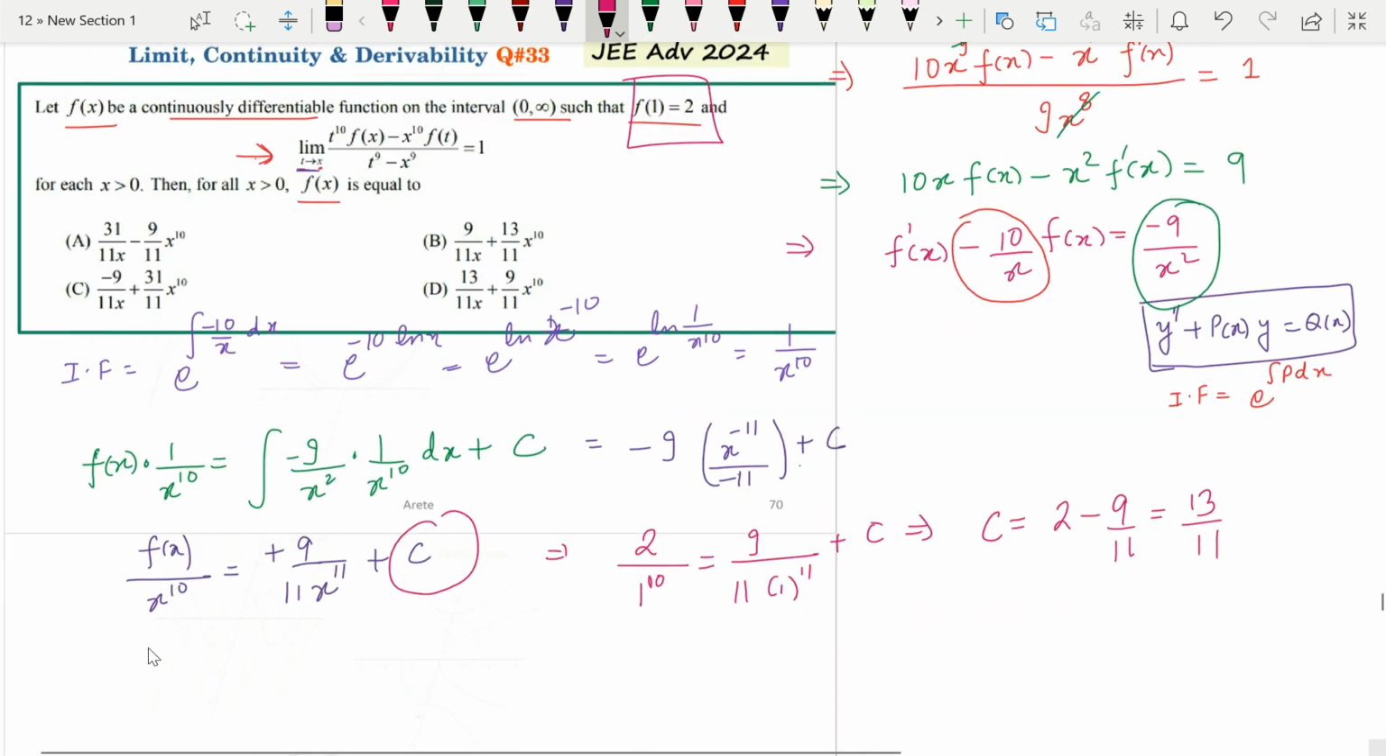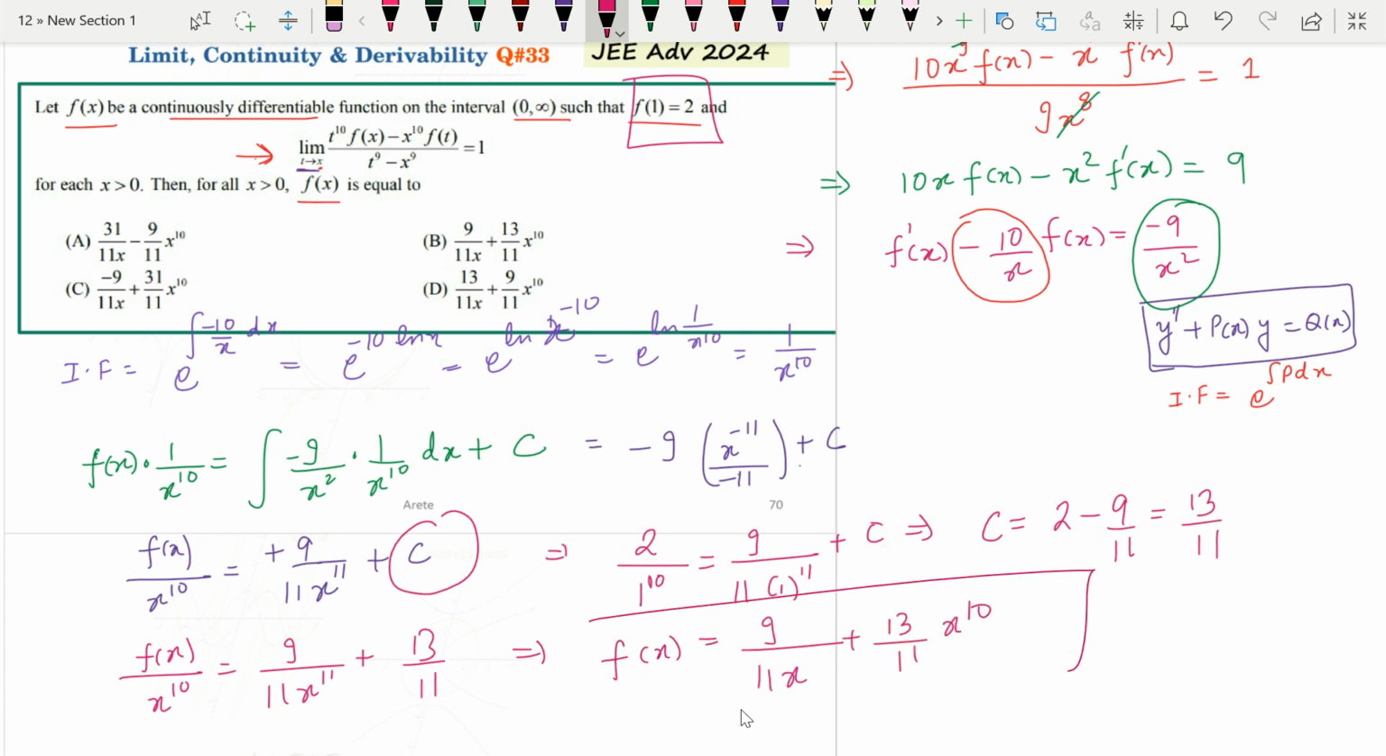Finally let's lock it. So f of x upon x to the power 10 is equal to 9 upon 11 x to the power 11 plus 13 upon 11. Just multiply by x to the power 10 to get your f of x. That's your final function we got. Which one is it? It's option B. Nice question. See you with another one.